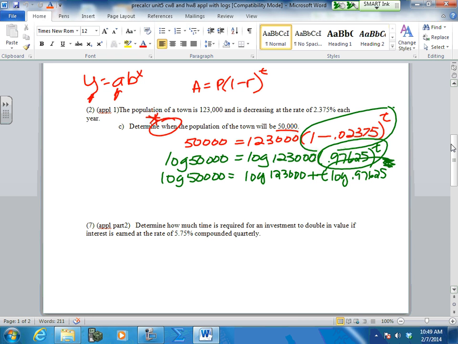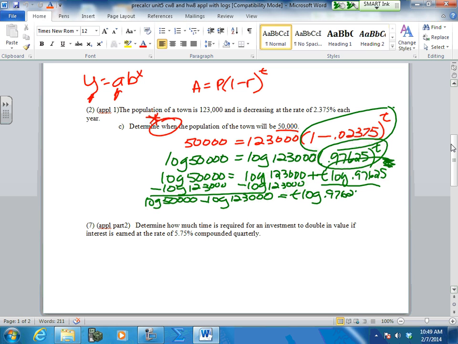And it's like any other equation. You're going to isolate this. So we're going to subtract the log of 123,000 from both sides. You have to write this out. Log of 50,000 minus the log of 123,000 equals t log of this. Now what should we do to solve for t? Divide both sides by this log. Just like yesterday's equations.